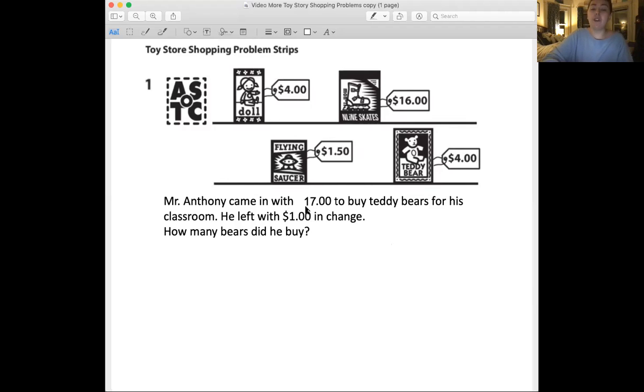So my first step is going to be to figure out how many dollars he can spend. So he came in with 17 and he got 1 back. So my first step is going to be to do 17 minus 1. And I want to do 17 minus 1 because I know that he came in with $17 and he left with $1 in change, which means he spent the rest of that money. And I want to know how much money he spent. So I know 17 minus 1 is 16. So I know that he spent $16.